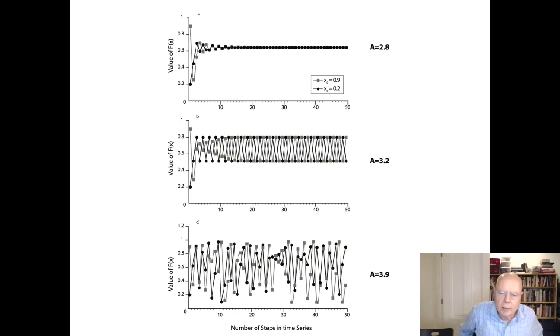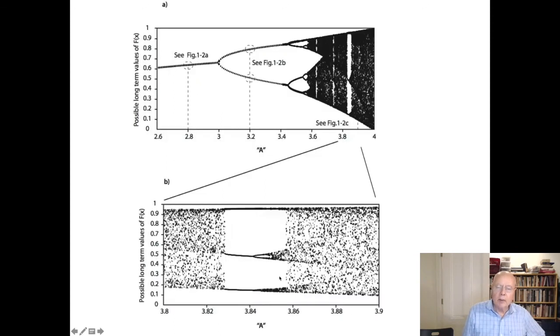So here's another illustration of what I just showed you with the spreadsheet. Values of A of 2.8, of 3.2, an oscillating system, and of 3.9, when you get this chaotic behavior. Now, you can plot the results of all values of A by plotting A on the x-axis and looking at the possible long-term values you can get when you go through many iterations of this system.